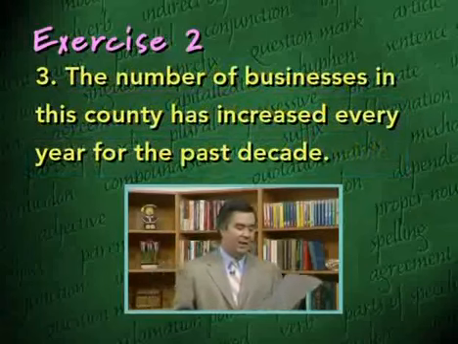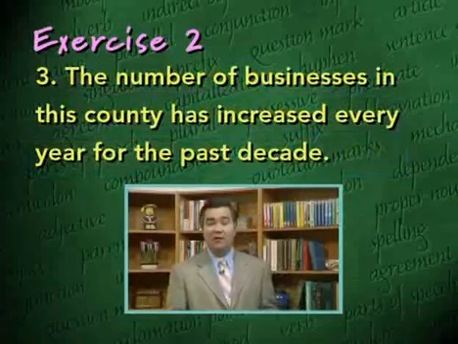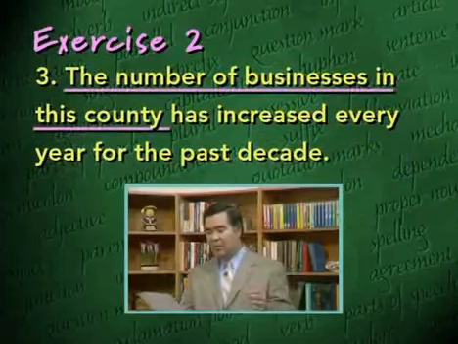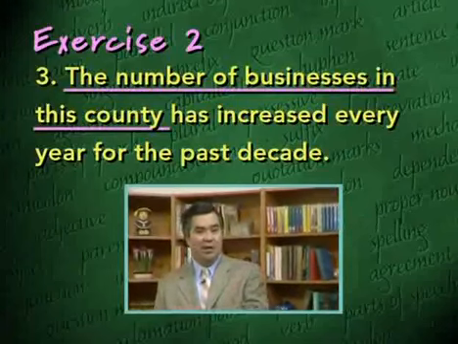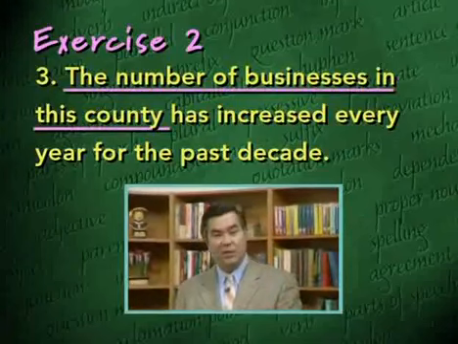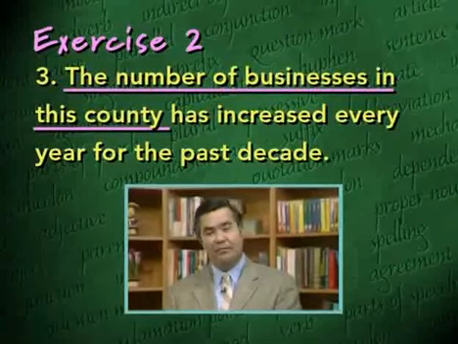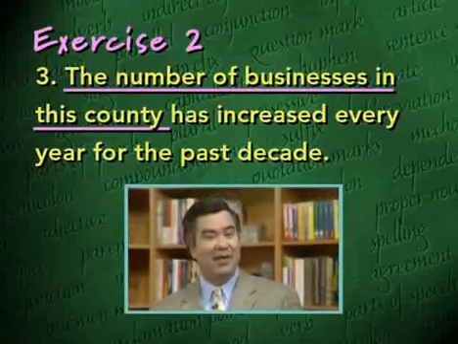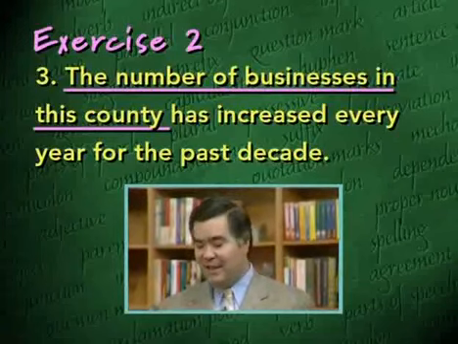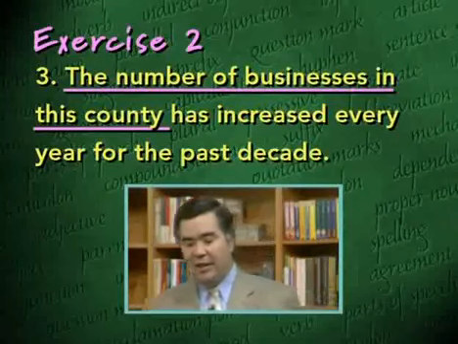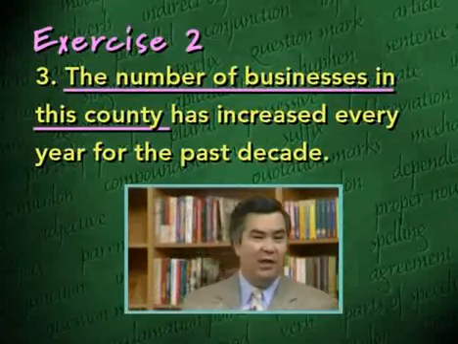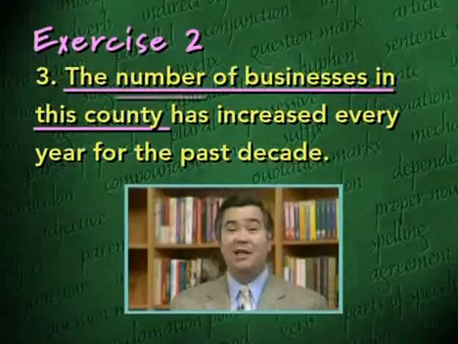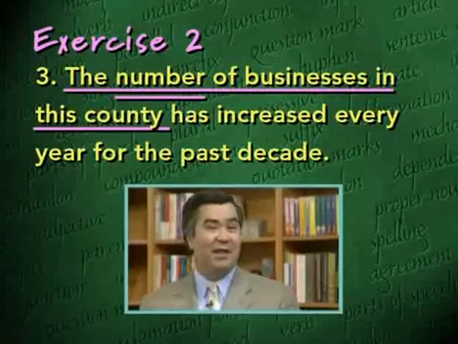The number of businesses in this county has increased every year for the past decade. The subject of this sentence is the number of businesses in this county. All of those words go to explain what the sentence is about. Now, picking the simple subject in this sentence isn't so easy. It's a little bit tricky in this case. Is the sentence about businesses or this county? No, it's really about number. The word number is actually the simple subject of this sentence.